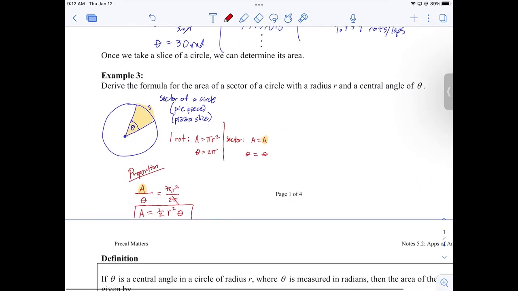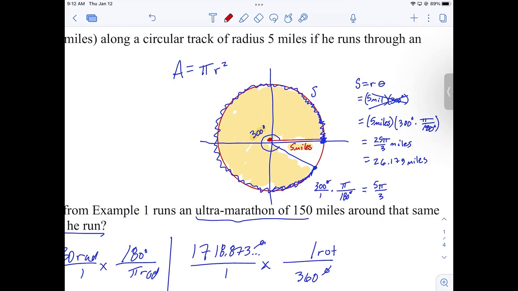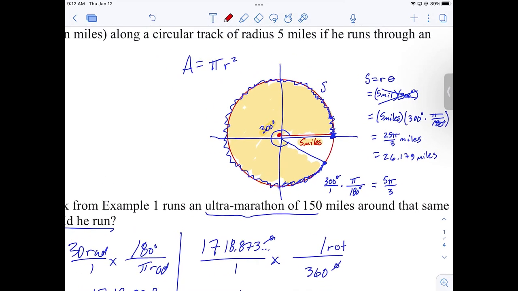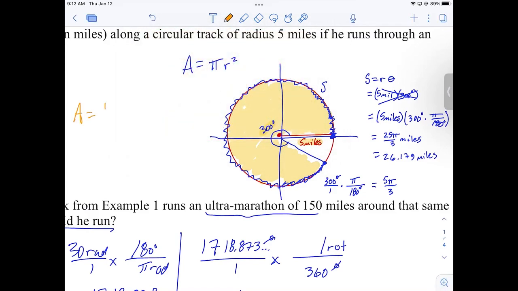Okay, so if I were to come back up here, let's say 300 degrees was 5 pi thirds. So here we go. The area of this sector is 1/2 r squared theta. This is r, this is theta. What's the radius? It's 5 miles. And what's the angle theta in radians? 5 pi thirds. So now if you simplify that, 5 squared is 25, times 5 is 125 pi, and then on the bottom you're going to get 2 times 3, which is 6.